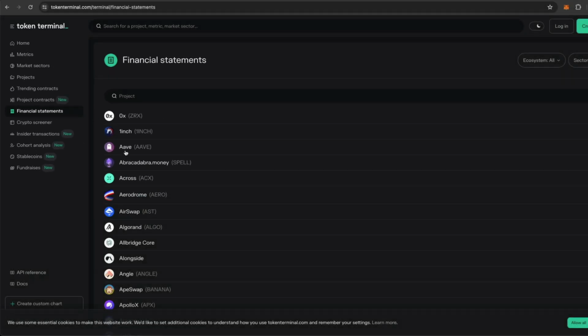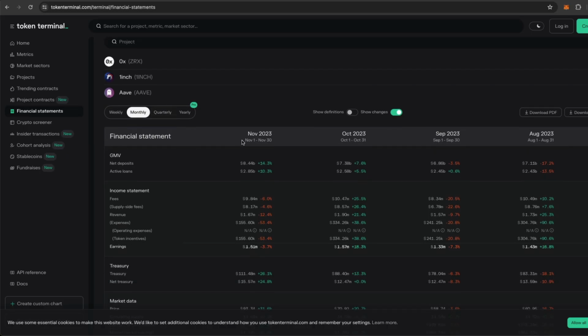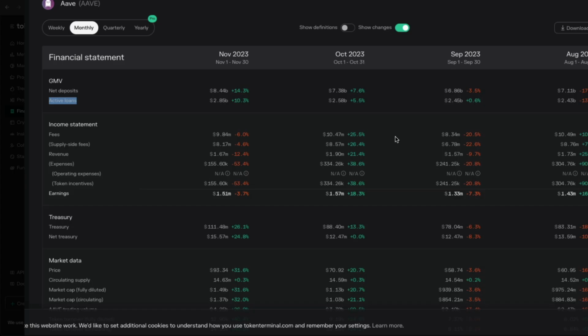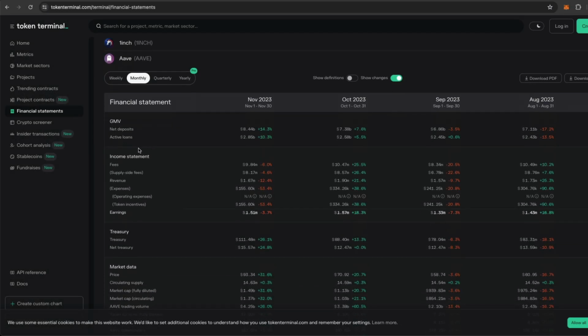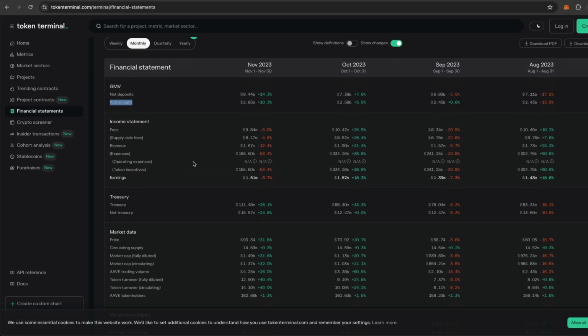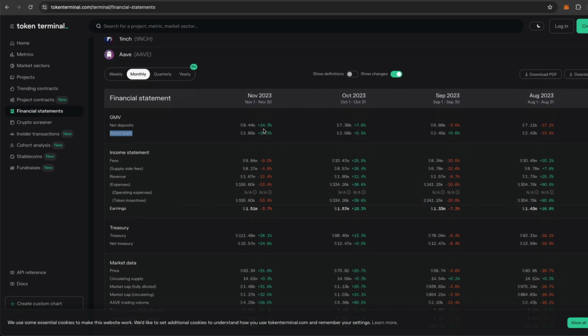These protocols do not necessarily publish their financial statements, but this website has found a way to aggregate all of the information on the blockchain, which is open and available since blockchains have an open ledger. And you can see that the Aave protocol that we looked at before, they're able to aggregate all of the information and basically tell you the net deposits, active loans, and a lot more information related to the DeFi lending and borrowing protocol that we used before, and aggregate this all into what would be considered a traditional financial statement.